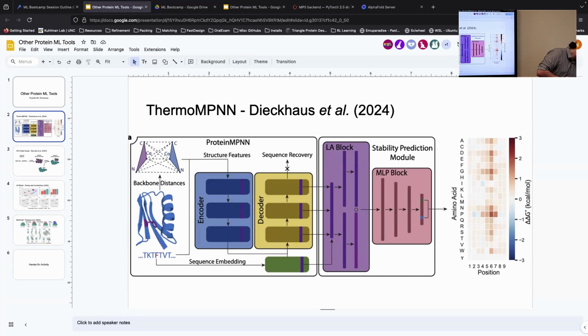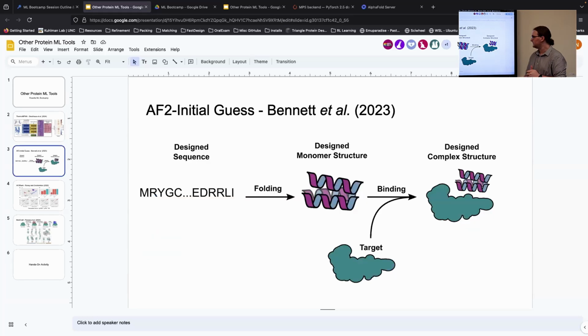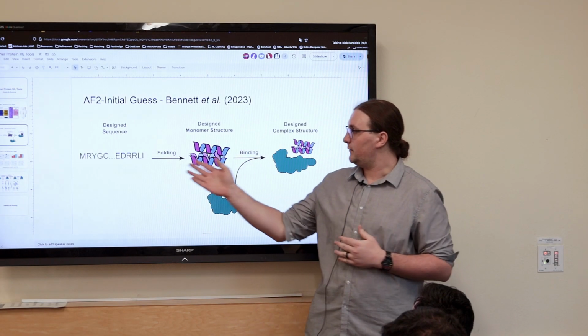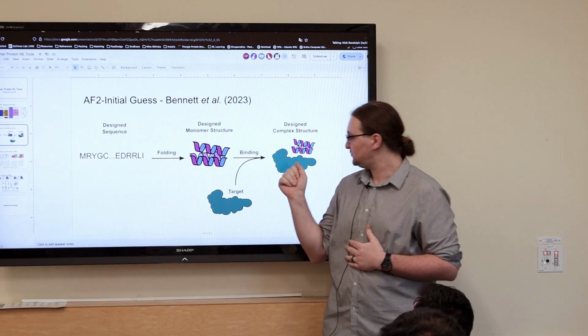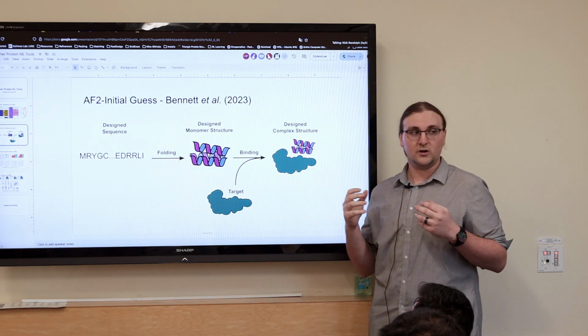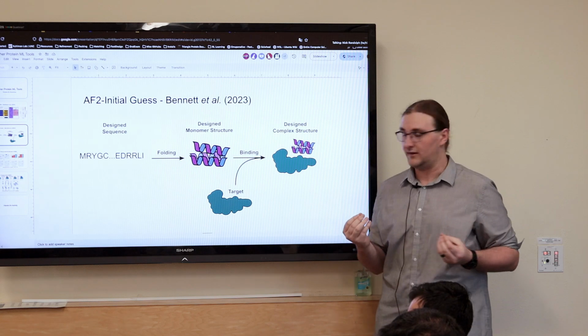Okay. The second tool I wanted to talk about is AF2-Initial Guess. We've heard this phrase quite a lot in the bootcamp. Amrita talked about it yesterday during her special talk. So I wanted to add a slide about what it's doing and what the intention of it is. It's still AlphaFold 2 in the sense that we take a design sequence and we're predicting a structure for it. In this case, we're specifically using it for binder design.